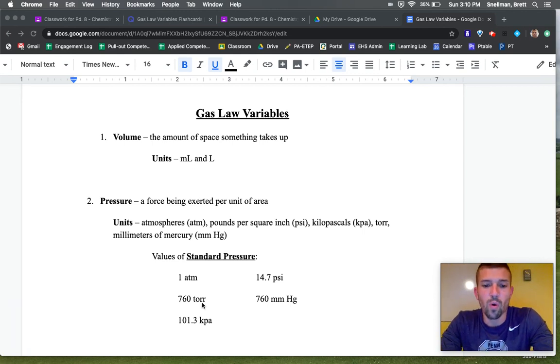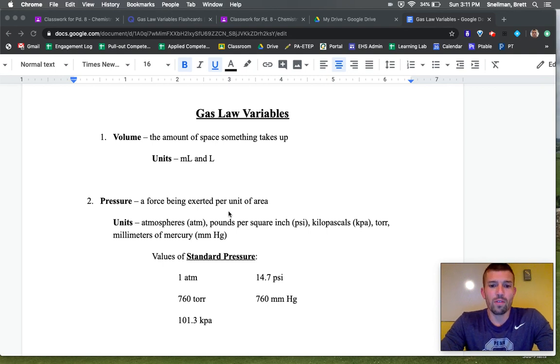The reason you have torr is that the guy who discovered it was named Torricelli, back in Italy in, I think, the 1600s. Okay, so anyway, these are the standard units of pressure, and they are all equal. So 1 atmosphere equals 14.7 psi equals 760 torr equals 760 millimeters of mercury equals 101.3 kPa. That is simply like saying 1 foot equals 12 inches. The units are interchangeable. They're just different units, right? Okay.